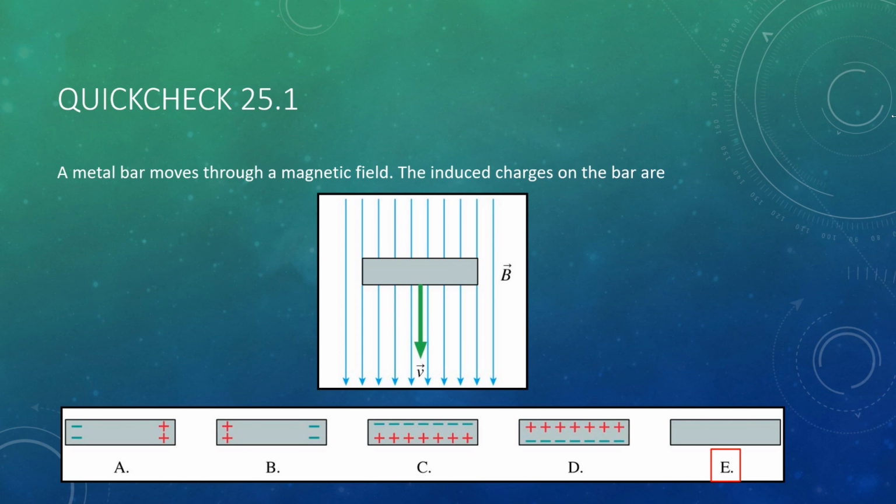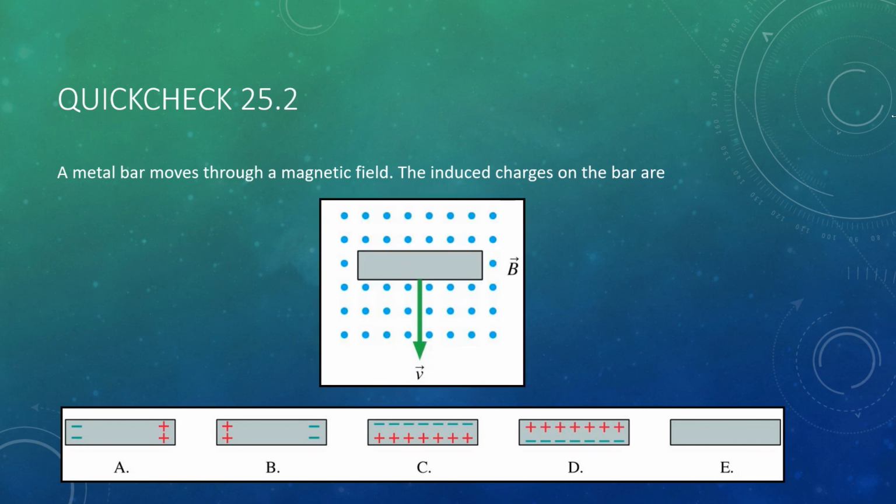So let's do another one where it's not necessarily a trick question. A metal bar, again, moves through the magnetic field shown, so the magnetic field is different this time. The induced charges on the bar are what?